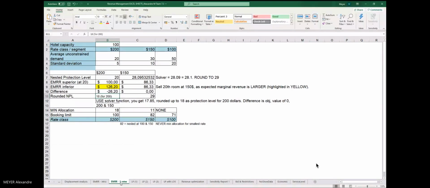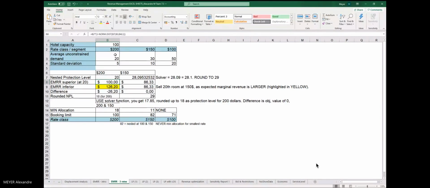And so to give a more visual example, here is an example with more than one rate. So originally, here at $200, you have a nested protection level of 20, right? And you're saying that's okay, 20 rooms I'm going to sell at $200. Well, if you look at the different rates, you actually see that there's a negative difference. You don't want to have a negative difference. You want to have a zero difference like there, right? So here what it's telling you is that at 20 rooms, if you multiply the probability times the rate, your expected revenue is $100, okay? So if you're going to sell your 20th room at $200, the expected revenue you receive is only $100.